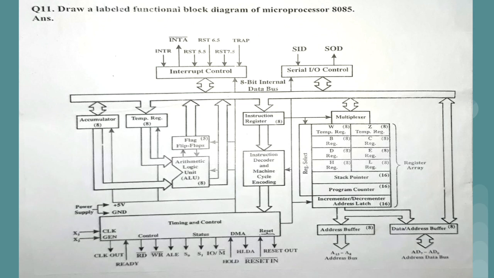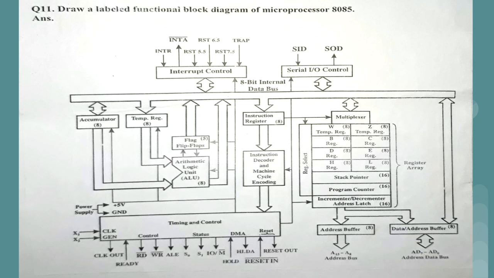So in this section you just need to draw one arithmetic logic unit, the ALU section, and to it you need to attach 3 sections: the accumulator, temporary register and flag register. And again these sections are connected to the upper part, that is interrupt control and serial input output, as well as the arithmetic and logic unit is again connected to that part only.